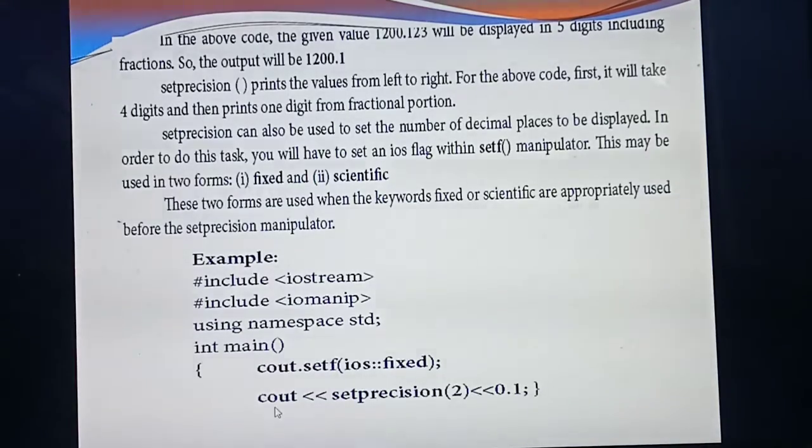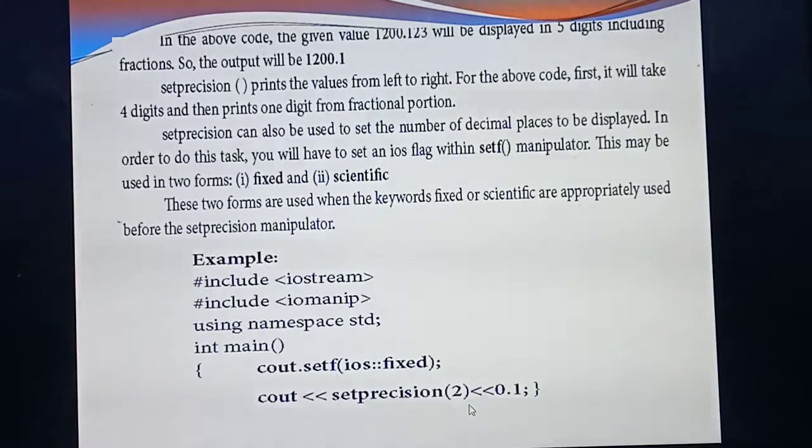So next you are going to print. cout setprecision of 2. So what's the meaning? You are going to display how many digits after the decimal point? Only 2. Understood? What does setprecision of 2 mean? 2 digits you are going to display. But you have given setf. Setf means after the decimal point, you are going to display how many digits? 2 digits. Okay, the input number you are giving is 0.1. After the decimal point, how many digits are there in total? Only 1. But you have given setprecision of 2. So what output will you get?